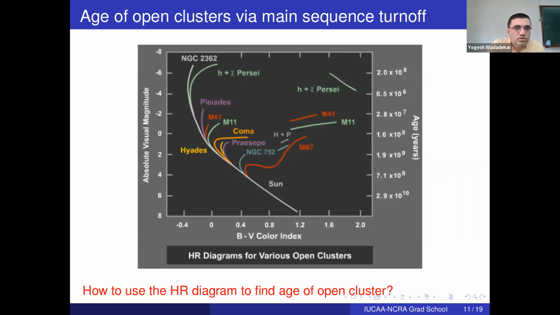Right. So one more concept that is quite useful is in determining the age of clusters. You know that much of the star formation that happens in these spiral arms happens in what are called open clusters. And this is a concept that you should know, that you can use the main sequence turnoff to calculate the age of open clusters. So can someone tell me how this is done?